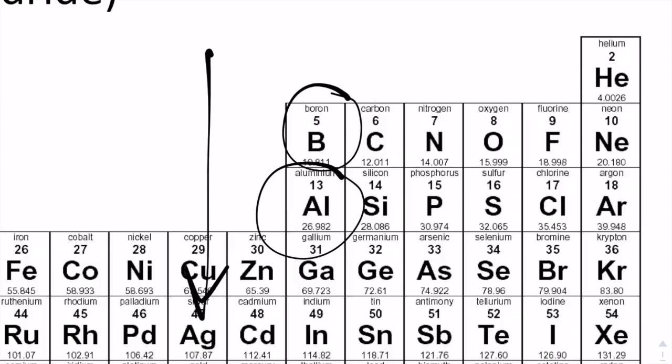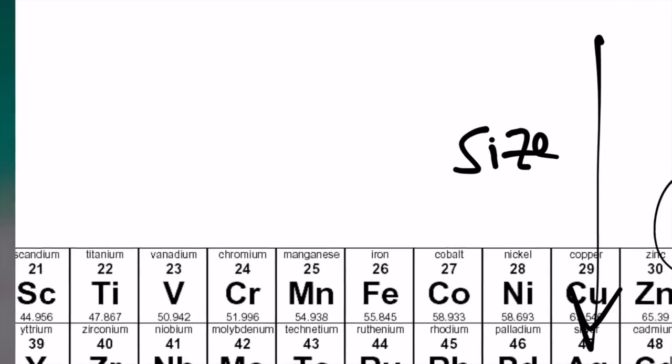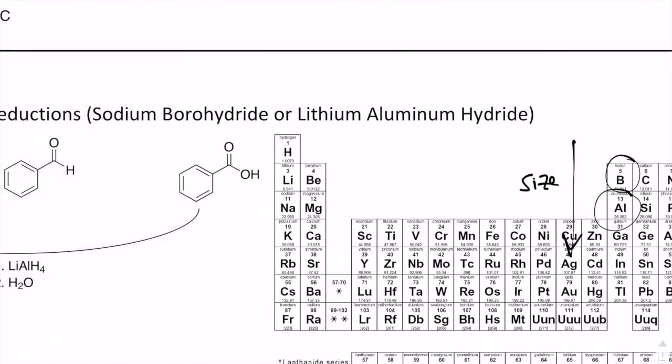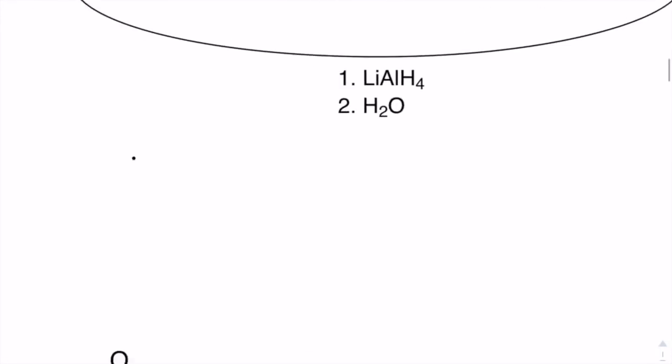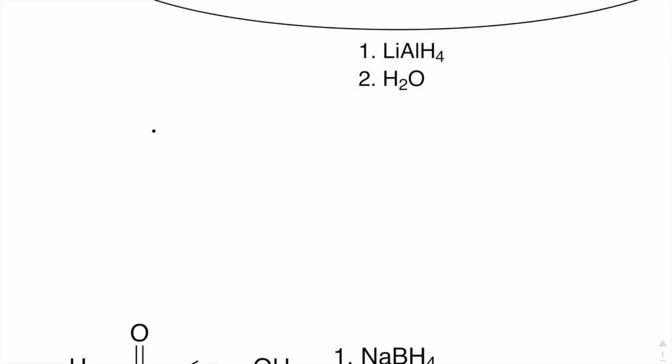So as I go down the periodic table, I'm adding more and more shells. So size is increasing. Recall that when we form bonds with bulky atoms, those bonds tend to be longer because of the repulsions between the electron clouds of adjacent atoms. So a longer bond is a weaker bond, and that means it's more reactive. So let's just draw out the Lewis structures for sodium borohydride and lithium aluminum hydride and rationalize the reactivities of those.